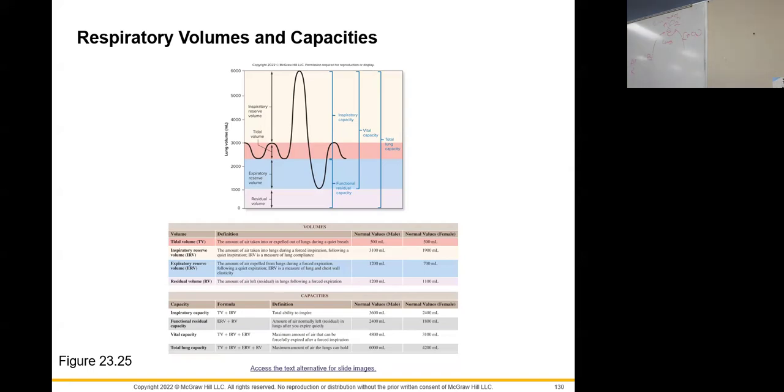This is this volume right here. What we just measured is vital capacity. Your forced inhale all the way to forced exhale is your vital capacity. This is your VC, so vital capacity. Mine was 6,000 milliliters, like on the button.